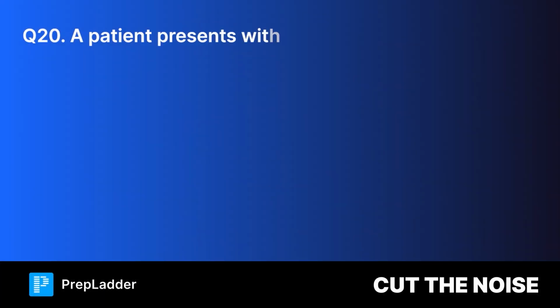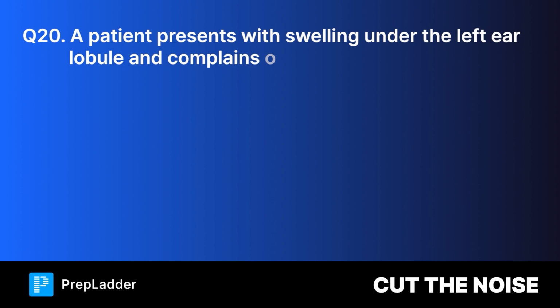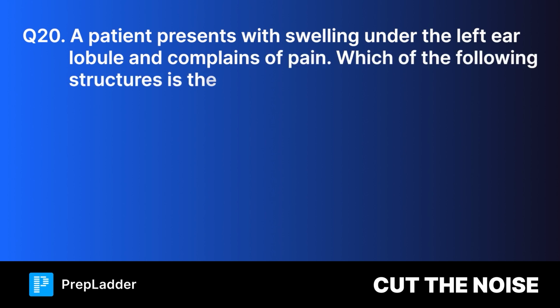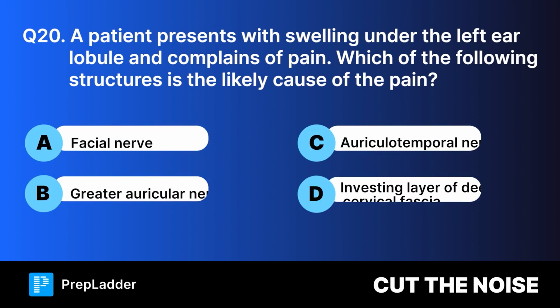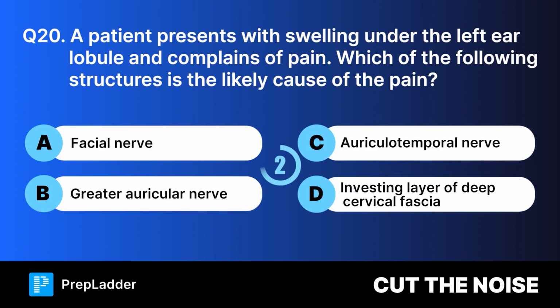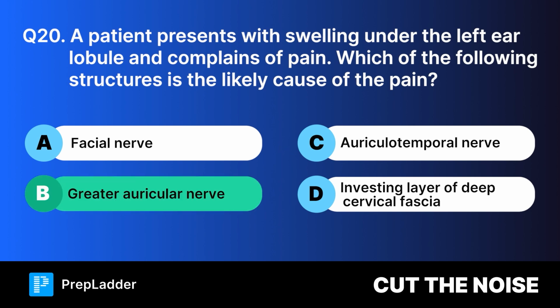Question 20. A patient presents with swelling under the left ear lobule and complains of pain. Which of the following structures is the likely cause of the pain? Your options are, and the correct answer is greater auricular nerve.